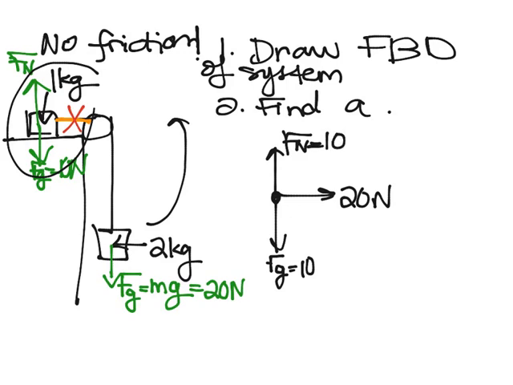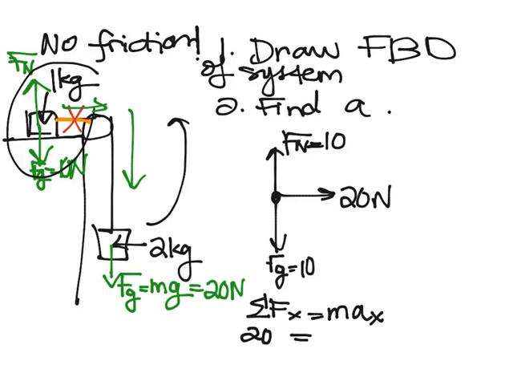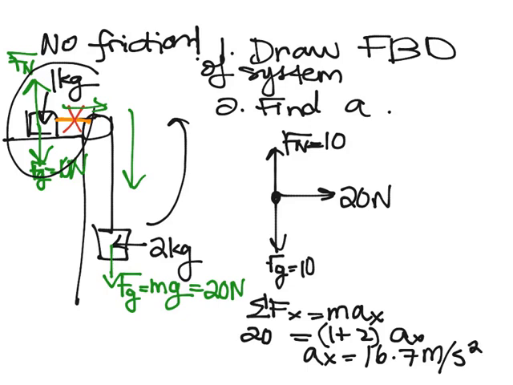And so if I'm writing out the acceleration, I have sigma Fx equals m a x. Now this might seem weird because one of the things is going to the side and one is going down, but in my total free body diagram, that's my x direction. So I only have the 20 newtons going to the right, and that's equal to the mass of my system, which is 1 plus 2, is 3, times a. If I solve for a, I end up with 16.7 meters per second squared.